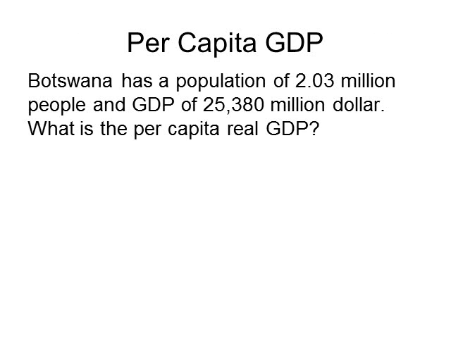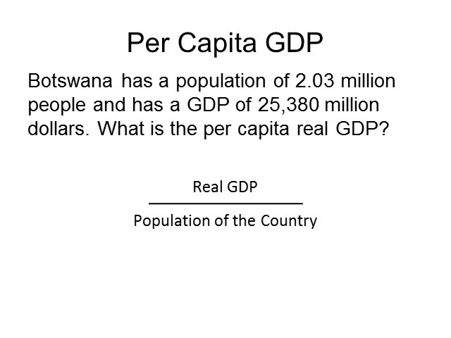Here's an example of calculating per capita GDP. Botswana has a population of 2.03 million people and a GDP of $25,380 million. What is the per capita GDP of Botswana? First, write down the formula. The formula is the real GDP of the country divided by the population of the country.